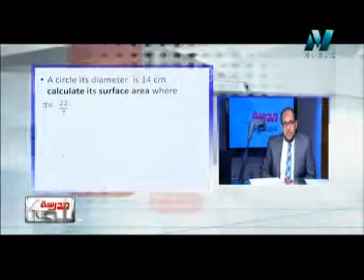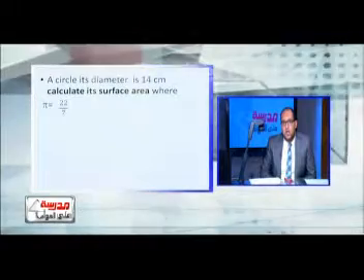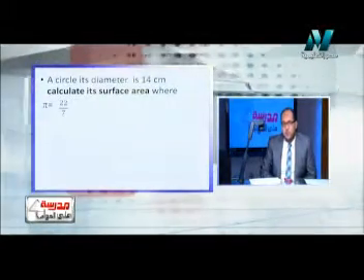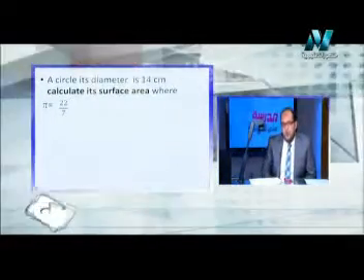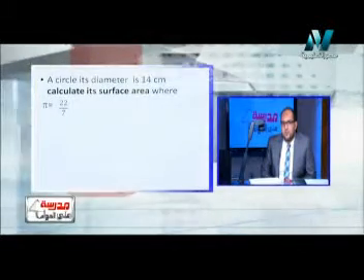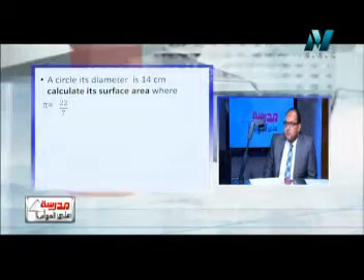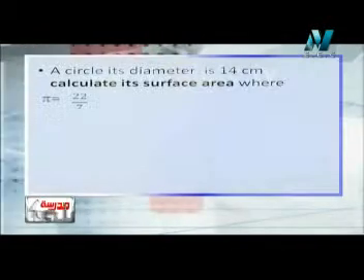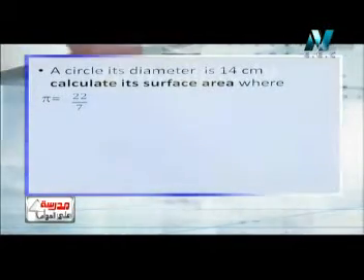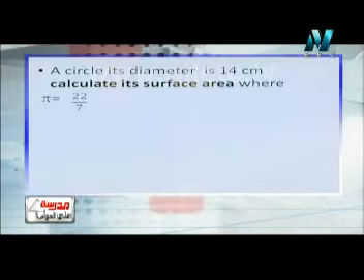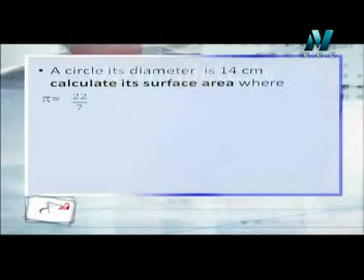Geometry and measurement. We have in this unit the circle with its rules, the cube and the cuboid with their rules, and the translation. Let's take the first question. A circle, its diameter is 14 centimeters. Calculate its surface area, whereby pi equals 22 over 7.